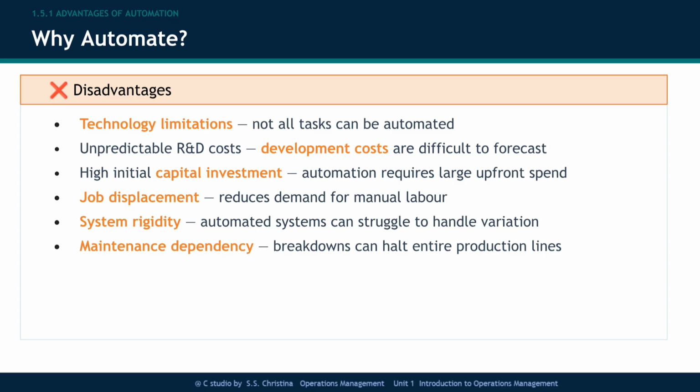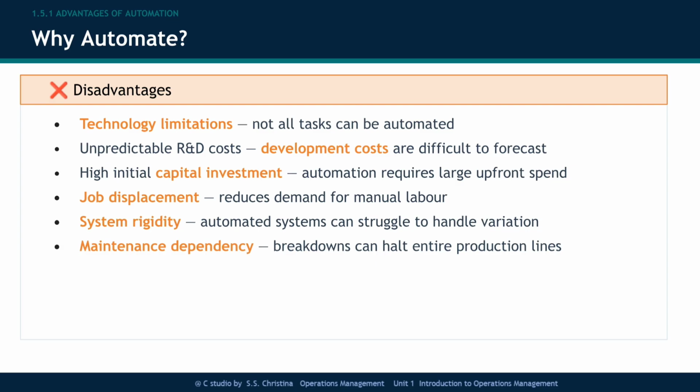But now the disadvantages, and these are real and serious. Technology limits. Despite rapid progress, there are tasks automation cannot yet do reliably. Anything requiring fine motor dexterity combined with judgment, like picking irregular-shaped fresh produce, is still largely manual.